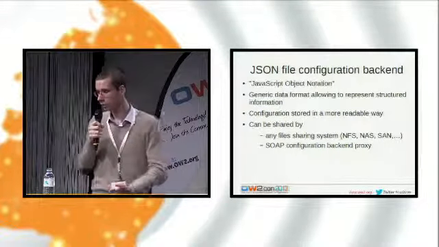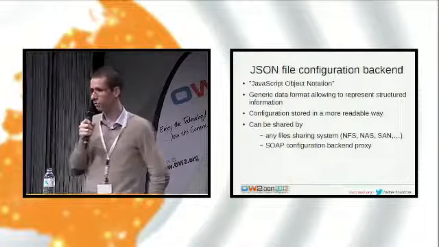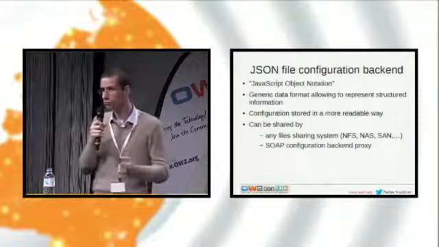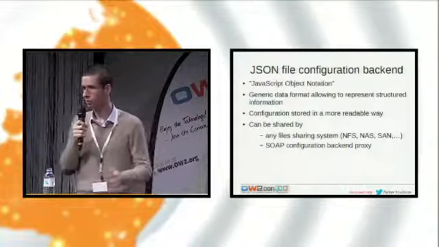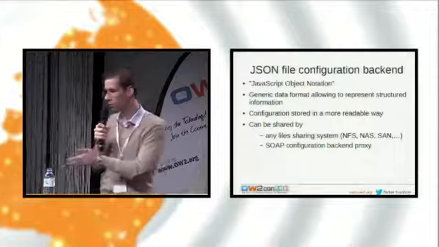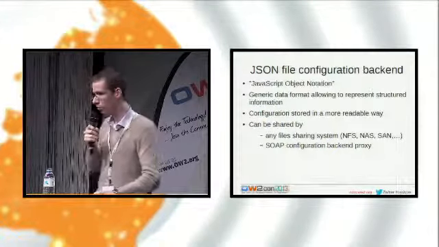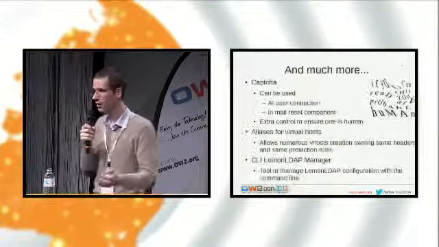Finally, some more features: JSON file backend configuration. JSON is a new feature. It means JavaScript Object Notation. And you can now use the JSON format to store the configuration of LemonLDAP. The advantage is quite obvious: the configuration is stored in a more readable way. There is just one point to say, it doesn't provide high availability, so you have to choose one of these systems to provide availability.